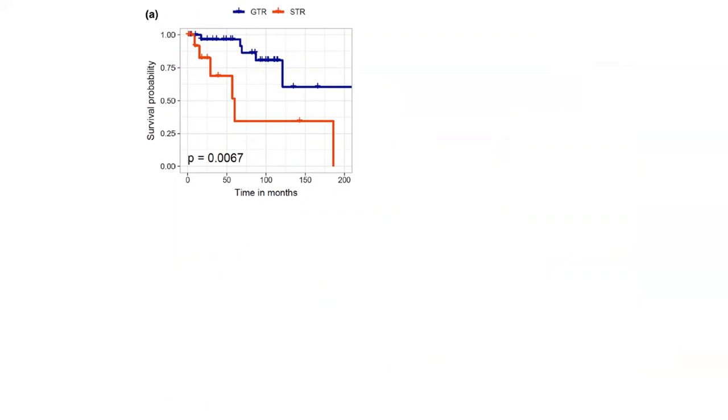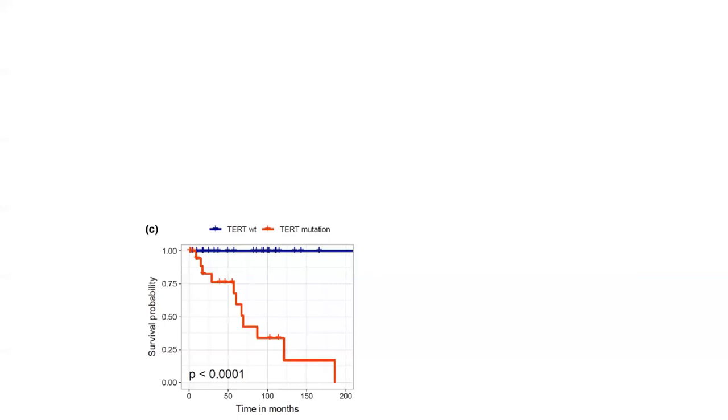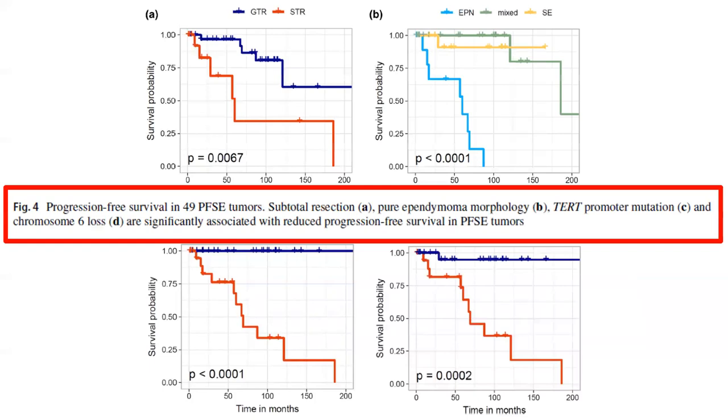All right, let's look at the important things in terms of survival. Survival probability: gross total resection obviously does better than subtotal resection. Ependymoma versus mixed versus subependymoma: ependymoma does the worst. That's histology. Then TERT promoter wild type versus TERT promoter mutation. Look at that curve. Oh, man, how powerful is that TERT promoter mutation? Like our patient has. Our patient has a TERT promoter mutation, and it doesn't matter if it came from subependymoma or not. And then chromosome 6 loss, exactly like TERT promoter mutation.